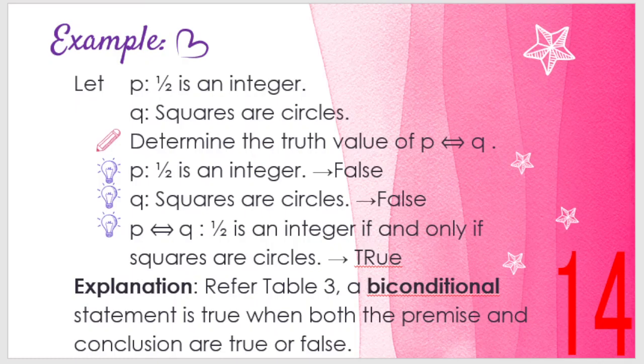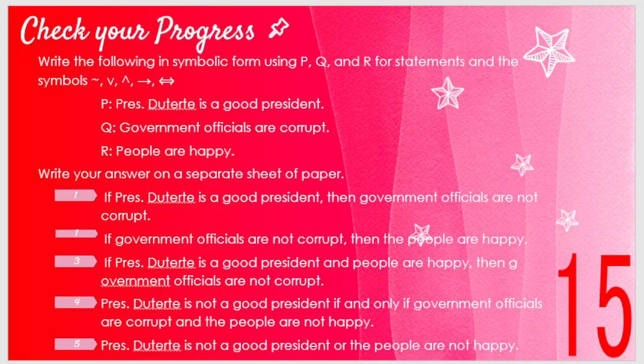So we're done with the conditional. Okay, so we have here check your progress. Write the following in symbolic form using P, Q, and R for statements and the symbols for not, or, and, if then, and if and only if.